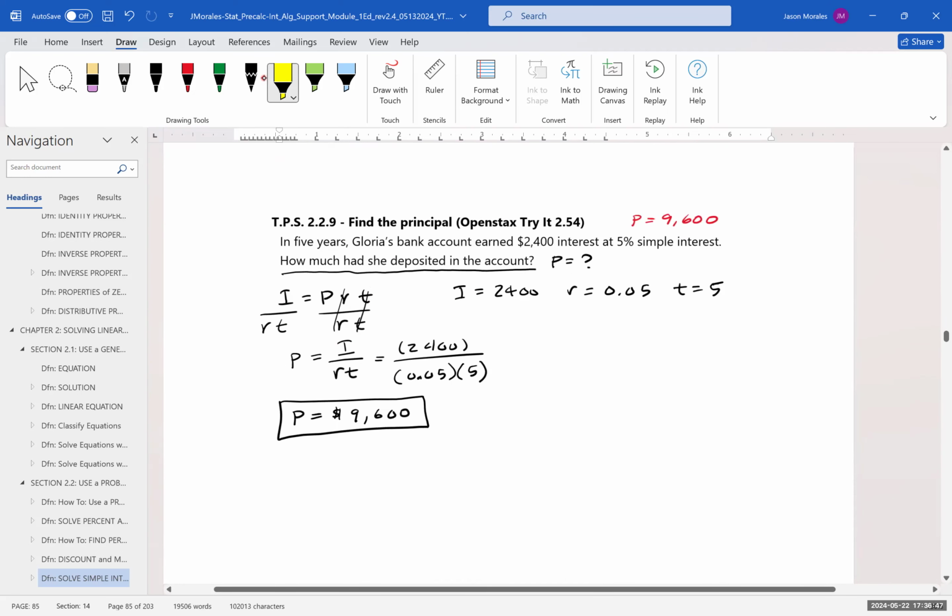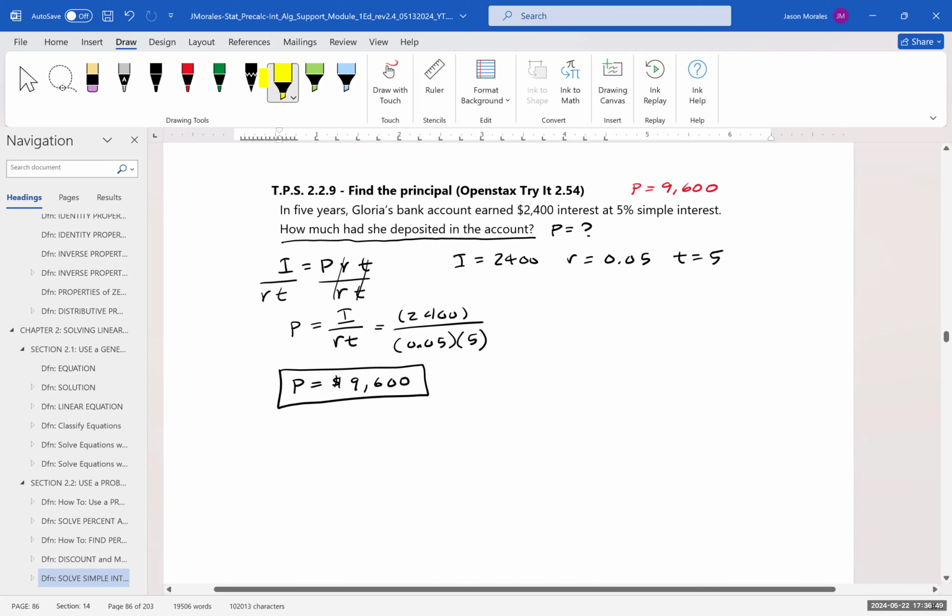Okay. Now down to this problem. So this is finding the principal. So in 5 years, Gloria's bank account earned $2,400 in interest at 5% simple interest. How much had she deposited in the account? So how much she deposited in the account, that's your original starting amount. And that's the definition of a principal.